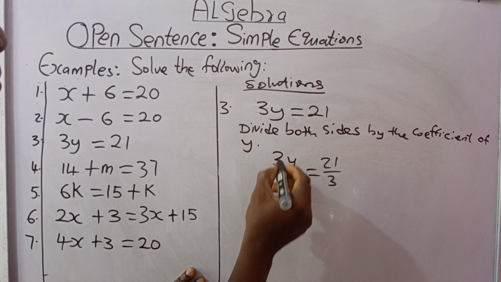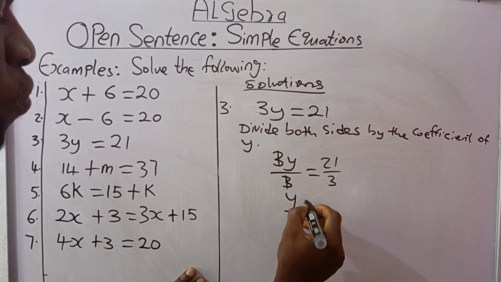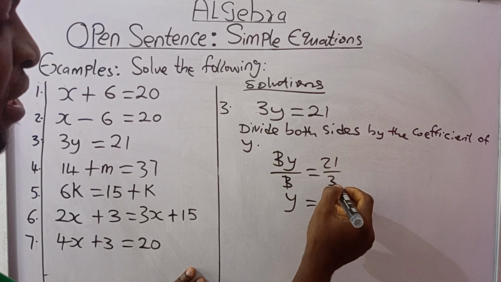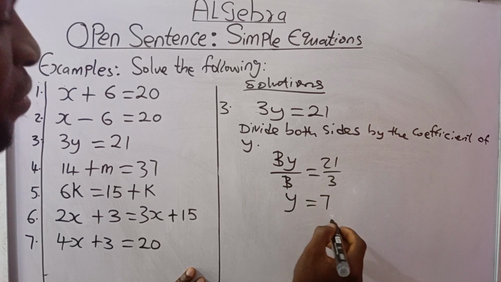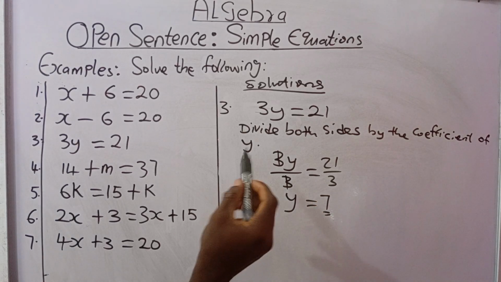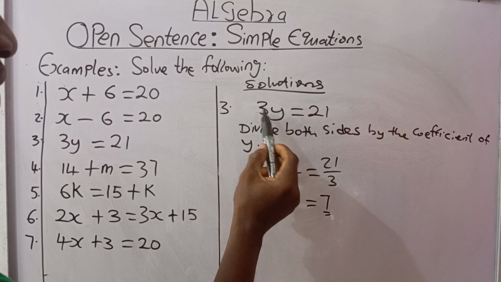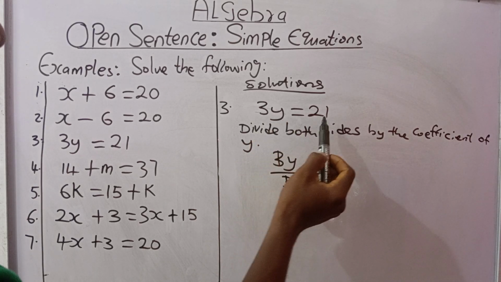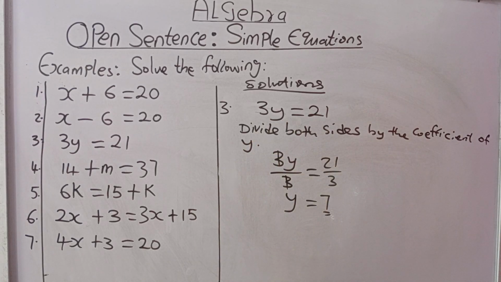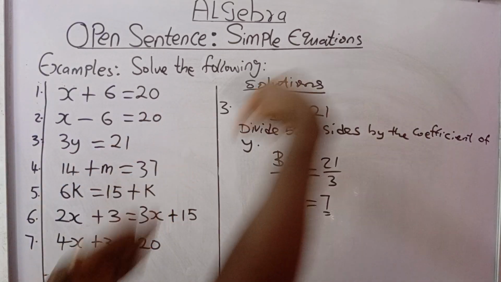Then 3, we cancel out 3. Y will now be equal to 21 divided by 3, which gives us 7. So 7 becomes the answer. So that when I say 3 times y is 3y, then 3 times 7 in place of y will give us 21. That will give us another balancing, that it will neither go this way nor the other way.